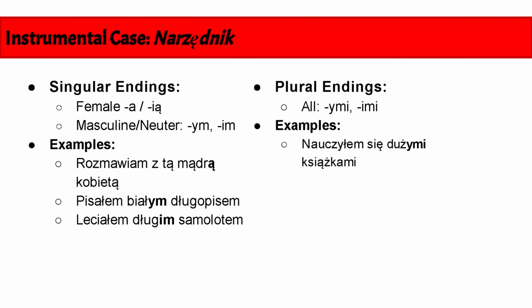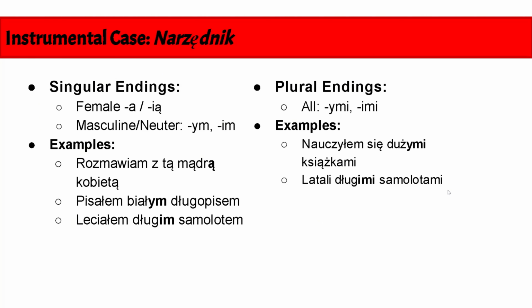Nauczyłem się dużymi książkami. I taught myself using big books, basically. That's what that means. Książkami is the plural narzędnik of książka. And if you know książka, we know that that noun is feminine. So now we must take the narzędnik feminine plural ending of dużymi, of duże. I already basically gave it away. But again, because the ending for every gender is ymi or imi, we add that to duże, creating dużymi.